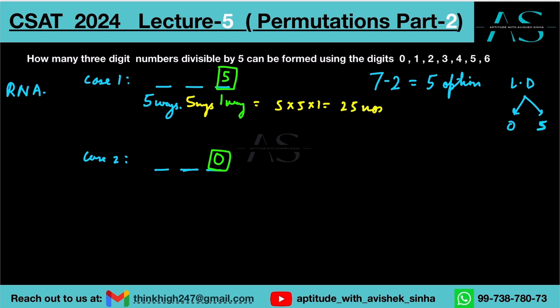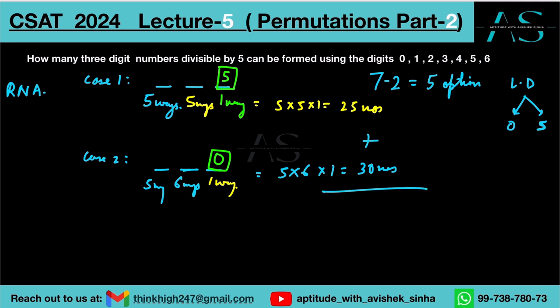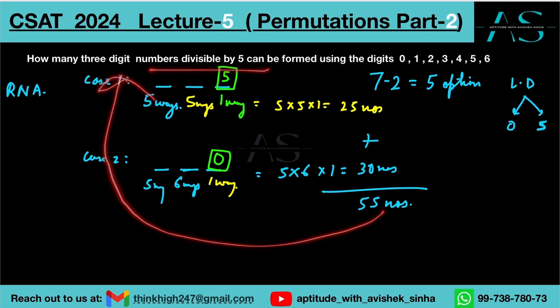Alright, this is not the complete answer. We can also have numbers divisible by 5 ending in 0. So we need to fill that. Now we know for a fact that 0 is at the end, so this can be done in one way. How many options do I have now? 6. So the next chair can be filled in 6 ways. The next chair can be filled in 5 ways. This is 5 into 6 into 1. 30 numbers. What is the sum total? 55 numbers. So there are 55 numbers that can be formed using the digits 0, 1, 2, 3, 4, 5, 6, in which these are all 3-digit numbers and these are all divisible by 5.